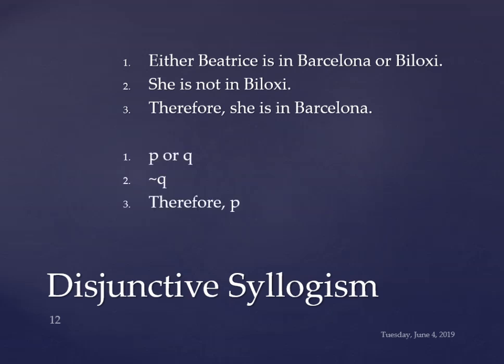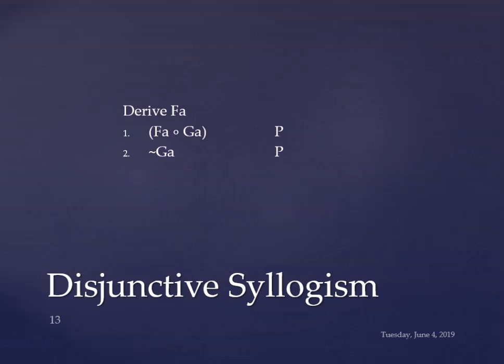It's a classic argument form. It looks like this: you have P or Q, not Q, therefore P. That's a disjunctive syllogism. And that can be represented in our derivation system like so. Here we're going to derive FA. We have FA or GA and not GA as premises. Now you can already see that you have a contradiction in the works here. But the problem is, if you assume not FA right away and then try to do the double negation trick, that's not really going to get you anywhere. That's not going to work.